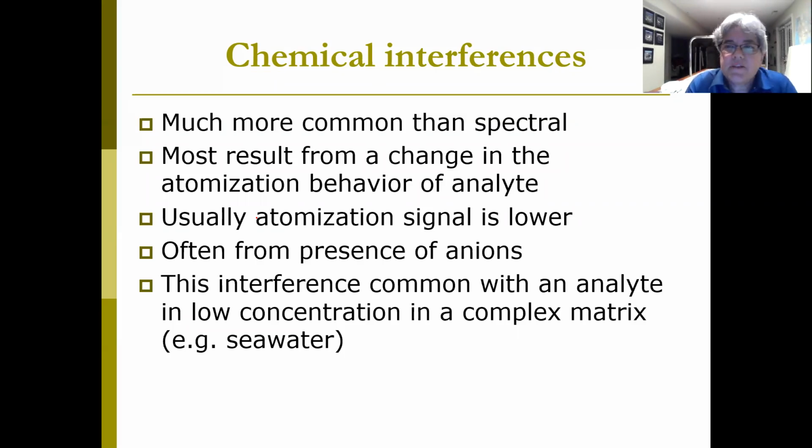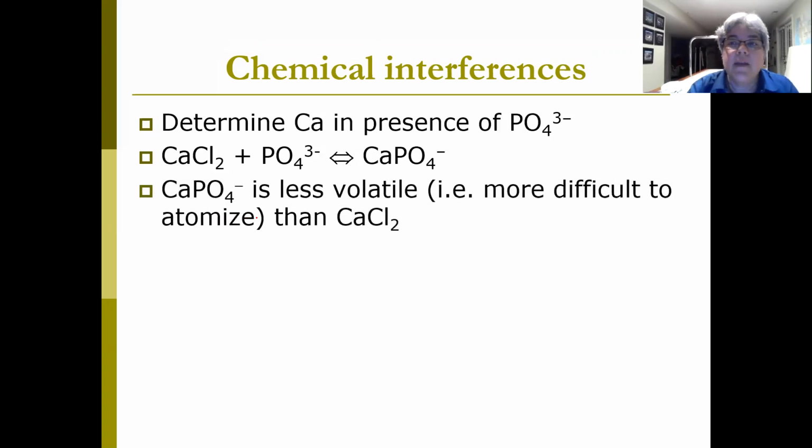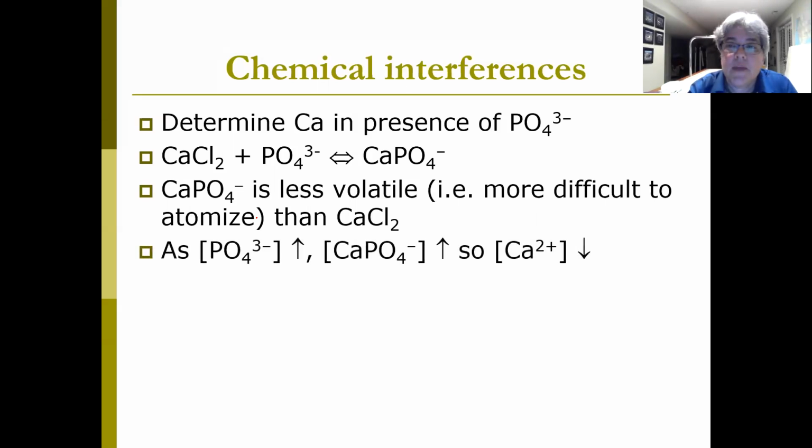Okay, so there are actually some different things that you can try if you have chemical interferences. Let me give you one example. So calcium in the presence of phosphate. Phosphate really likes calcium, and so it will bind to it pretty strongly. And calcium phosphate is less volatile than calcium chloride. Okay, so what that means is calcium chloride in a flame is easy to atomize. This calcium phosphate ion is hard to atomize. So that means the more phosphate is in your sample, the lower your calcium signal will be.